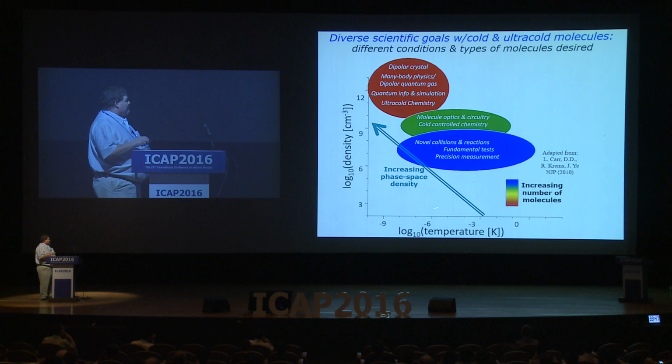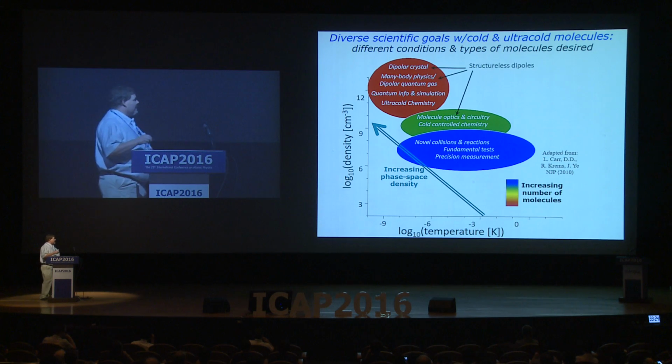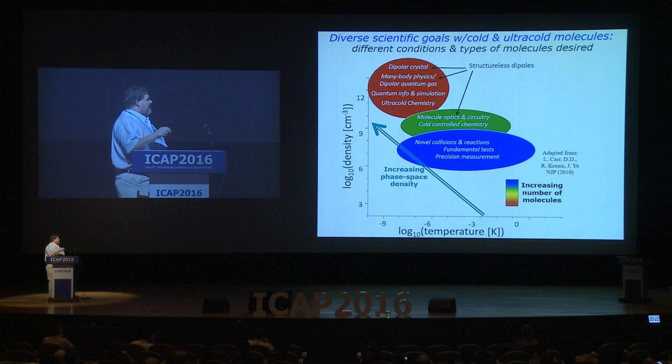So with that in mind, there's been a big push to create techniques to cool and trap molecules with the motivations that I've talked about, like quantum simulation, precision measurement, but a whole range of other things as well. And this shows what you need to do these sorts of experiments in terms of phase-space density and in terms of number of molecules. So for some of these applications, it's sufficient that the molecules just have electric dipole moments.